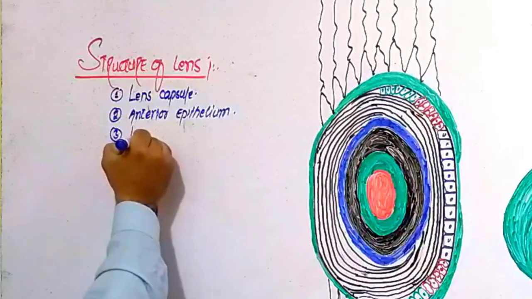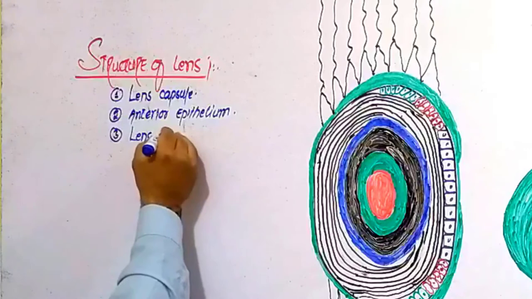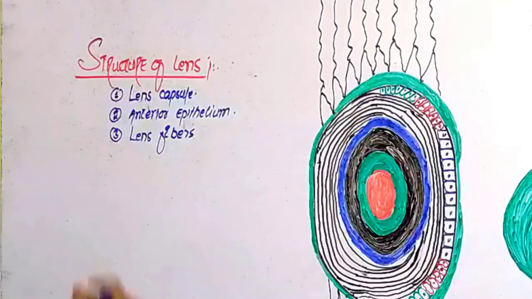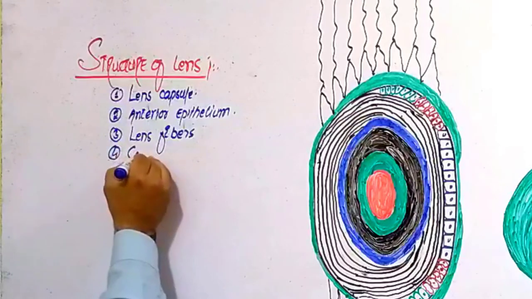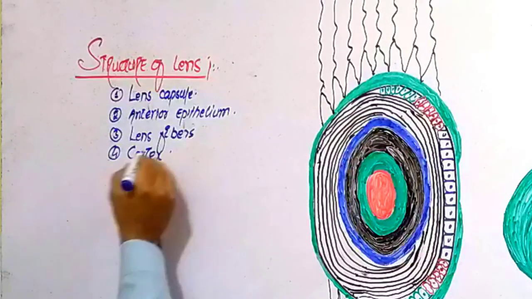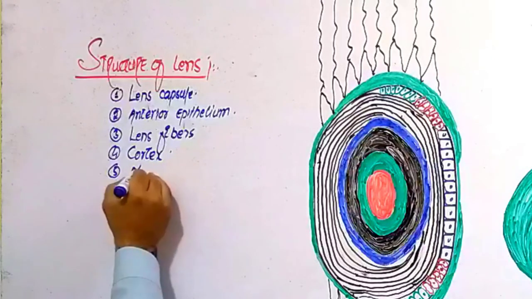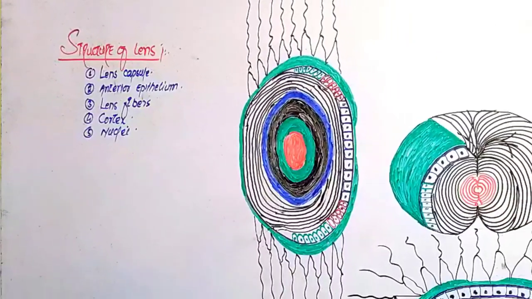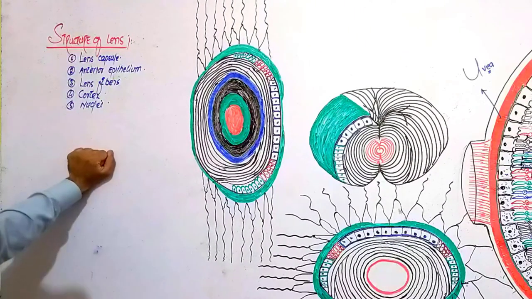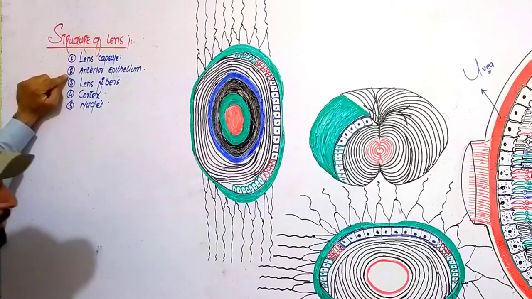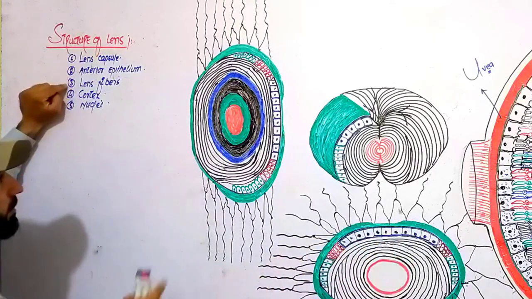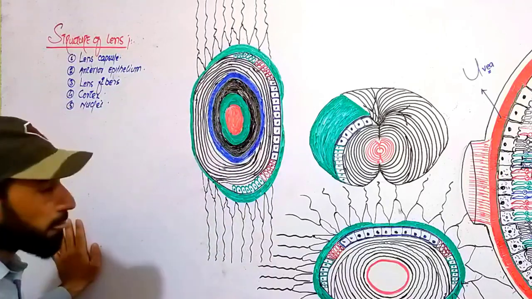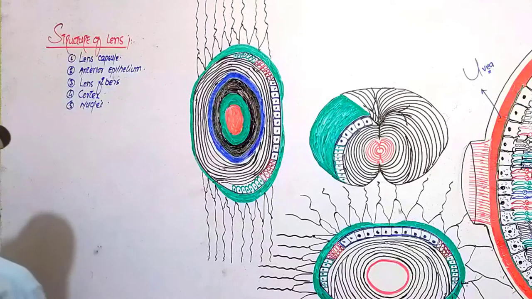We will discuss how the lens fibers originate and how they are organized to make the lens. Then we should know what the cortex is, and then we should know what the nuclei of your lens are. So a typical lens is composed of all these five parts: the lens capsule, the anterior epithelium, the lens fibers, the cortex and the nuclei. Now let's go into the detail of each.